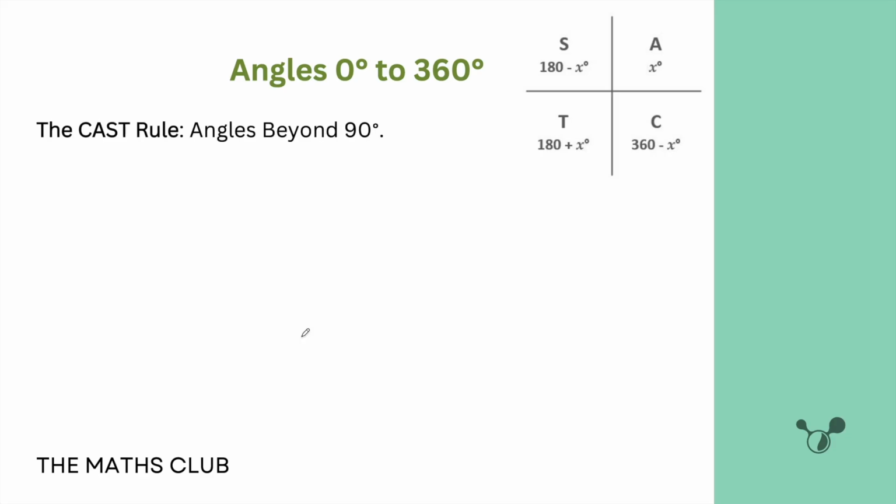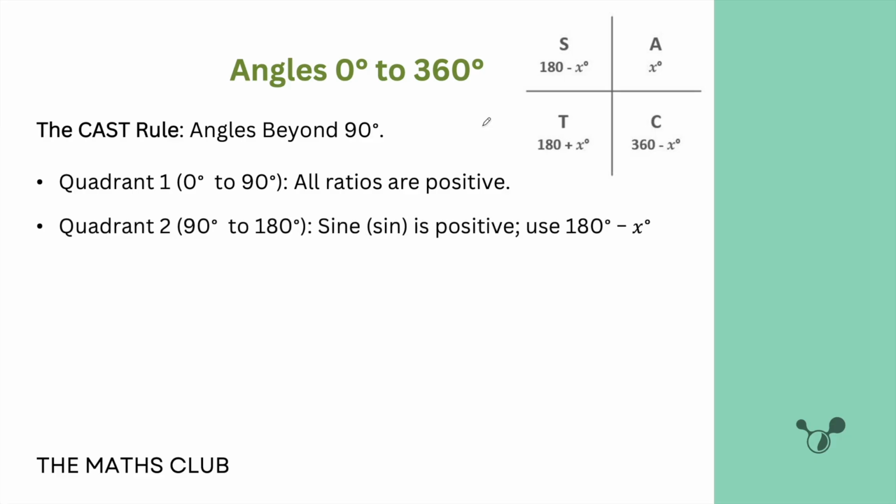Now to this. It says the CAST rule extends beyond 90 degrees. So how do we do that when it extends beyond 90 degrees? We said quadrant 1, 0 to 90 degrees, all ratios are positive. Quadrant 2, 90 to 180 degrees, sine is positive. There is a way I know this. I start with x, right? This is between 0 and 90 degrees, so that's fine. Between 90 and 180 degrees, of course, your value is already greater than 90 degrees.